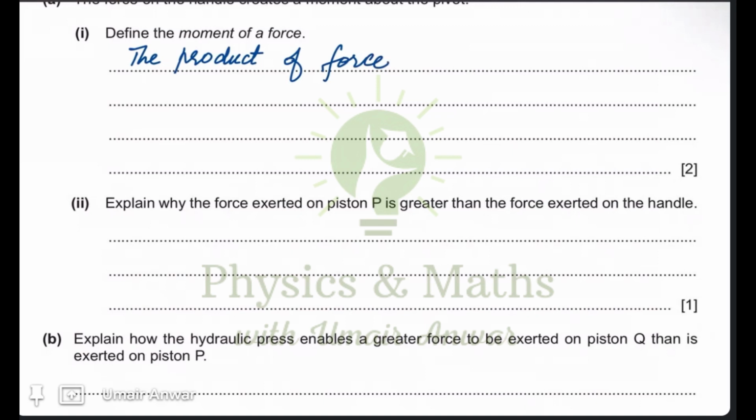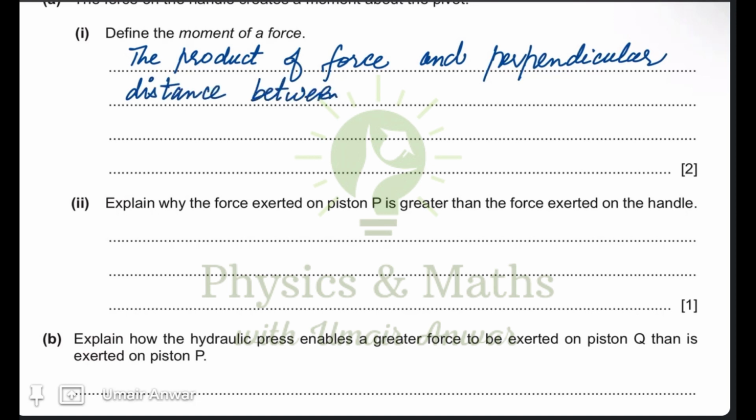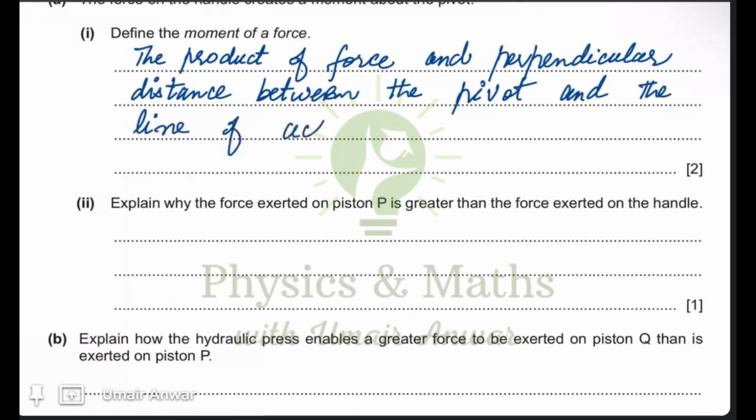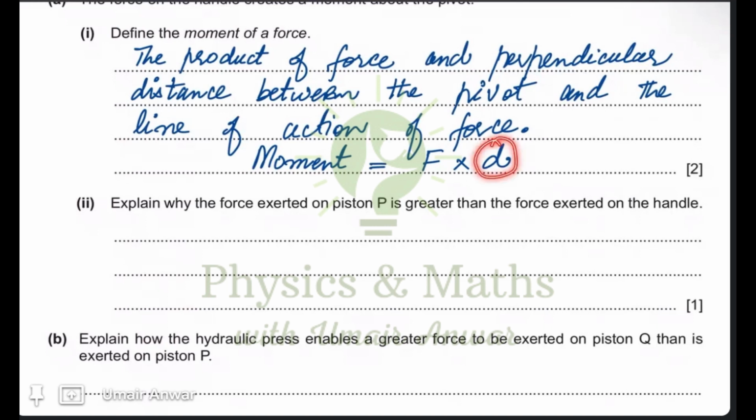force and perpendicular distance between the pivot and the line of action of force. So moment is given by this formula, F multiplied by D, where D is a particular distance. It is the perpendicular distance between the pivot and the line of action of force.